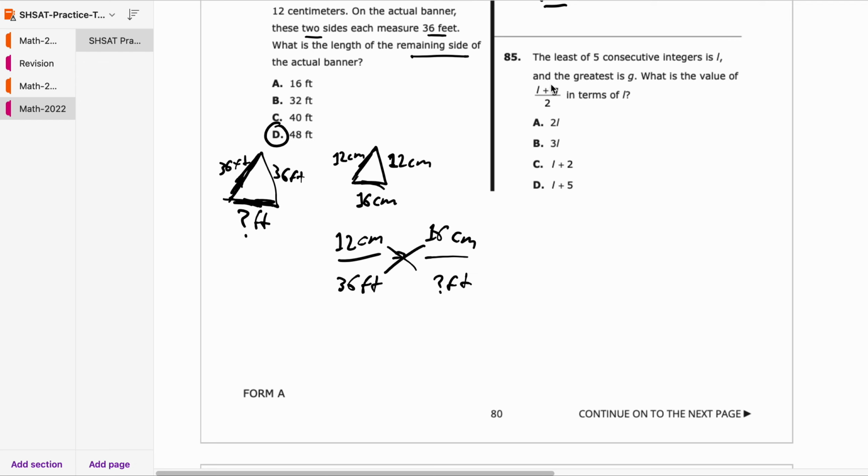Okay. So now we're on to 85. The least of 5 consecutive integers is L. The greatest is G. And we want to know what the value is of L plus G over 2 in terms of L. So the key word here is in terms of L. That means we need to express G in terms of L somehow. Because if we can express G in terms of L, then we can substitute G for L and get something in terms of L.